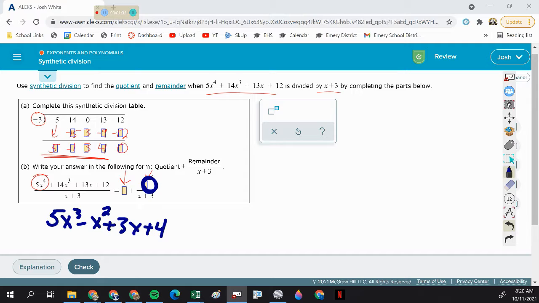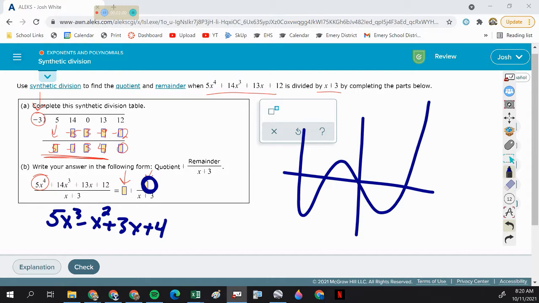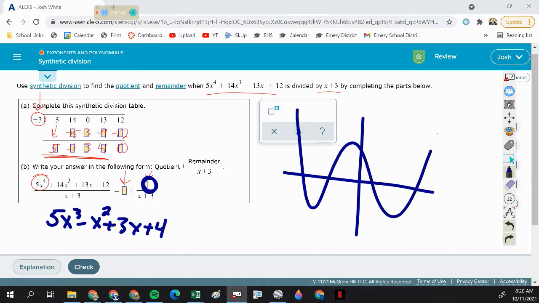Now, another thing is going on here that we haven't talked about yet. What is the remainder? Well, it's the leftover, right? That's how much of the equation did not get divided out. But the remainder is actually the y value of the function at this point. What does that mean? Well, this is some 4th degree equation, so it looks something like this.